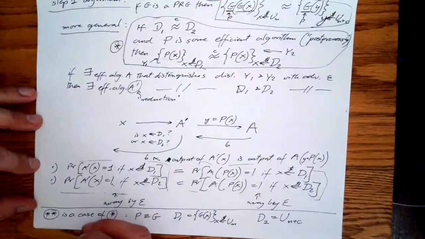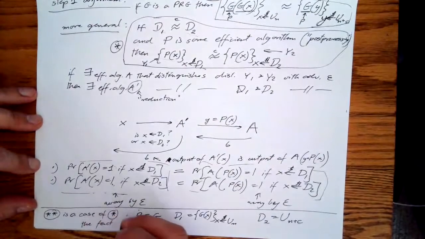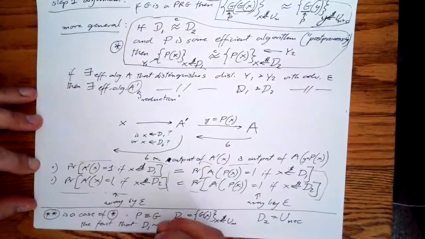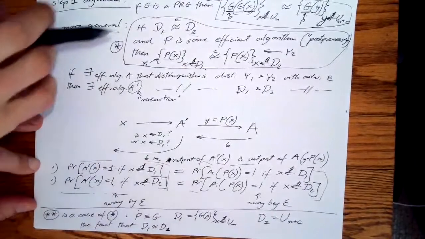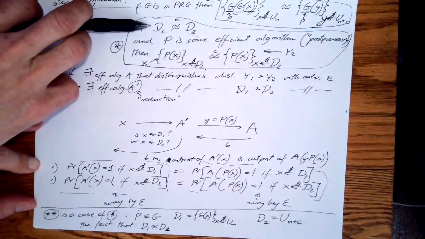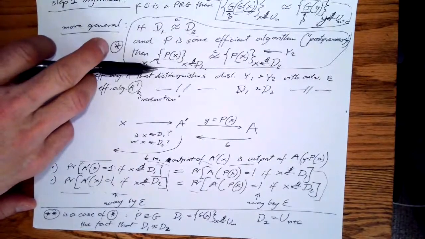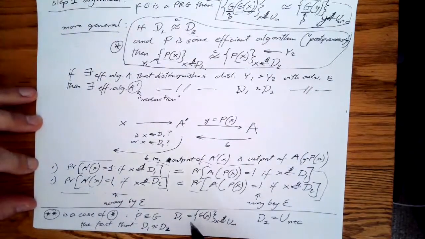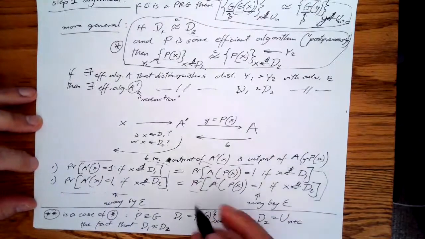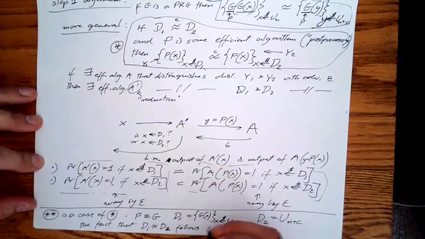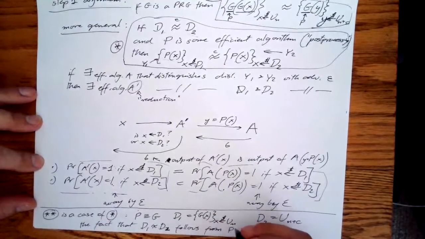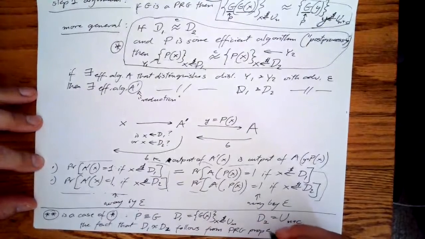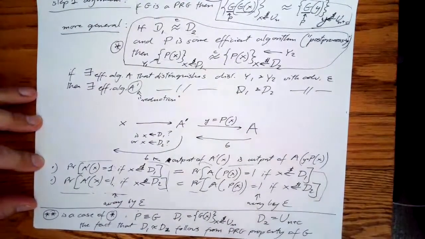And the fact that these two are indistinguishable, which is something we had to assume, right? So we needed to assume that D1 is indistinguishable from D2 to make this conclusion. Well, what is this? It just means that this is indistinguishable from that, but that follows from the PRG property of G. Because this is exactly the PRG property, that outputs of G are indistinguishable from random strings.